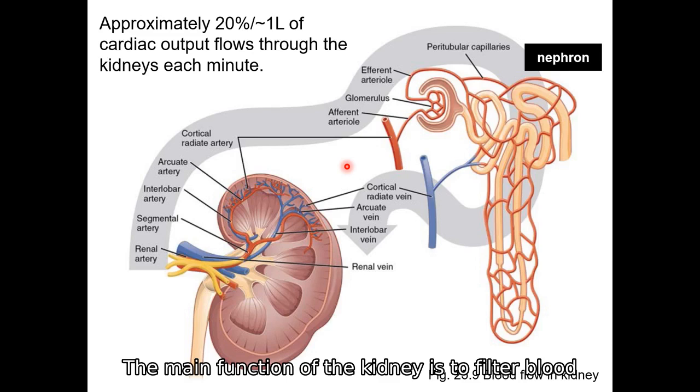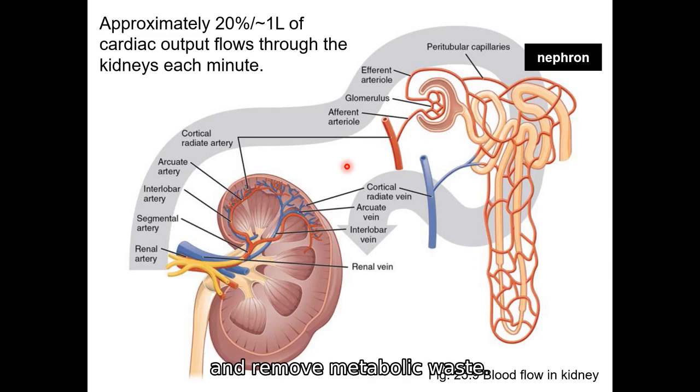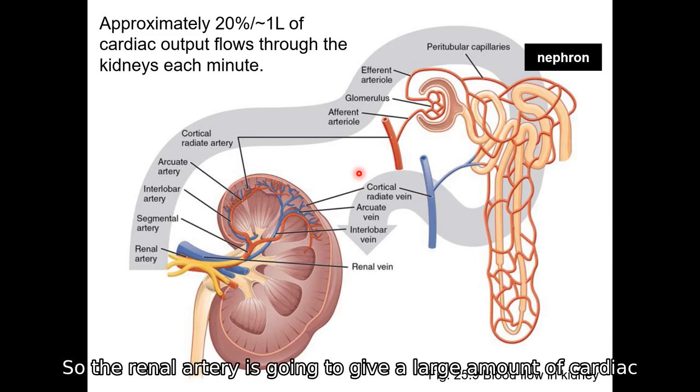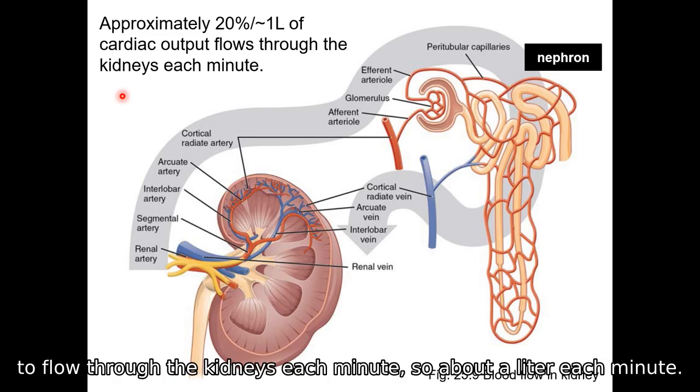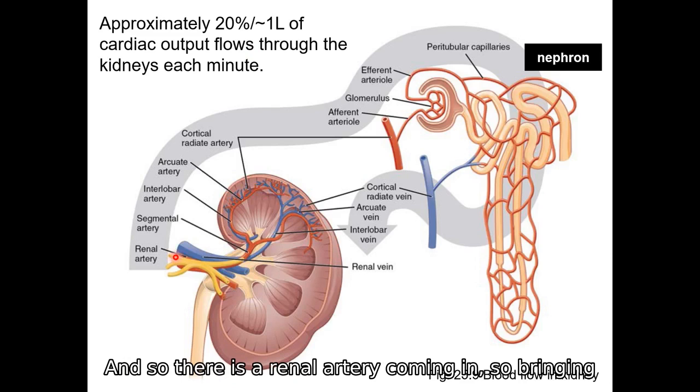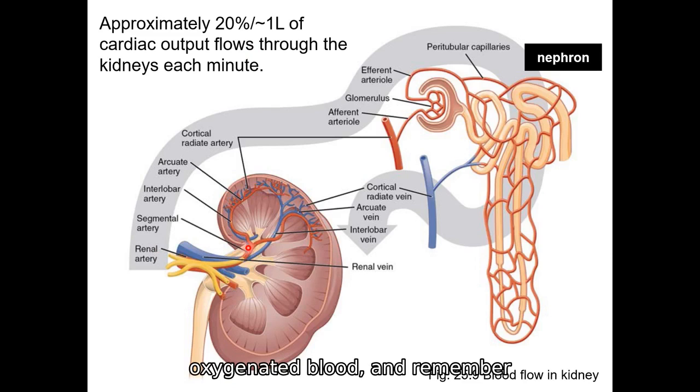The main function of the kidney is to filter blood and remove metabolic waste. So the renal artery is going to give a large amount of cardiac output, roughly 20%, is going to flow through the kidneys each minute, so about a liter each minute. And so there is a renal artery coming in, so bringing oxygenated blood.